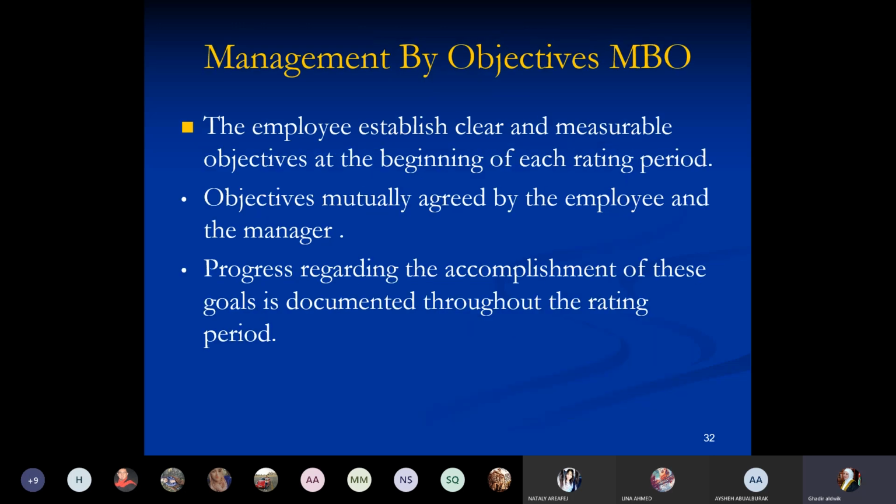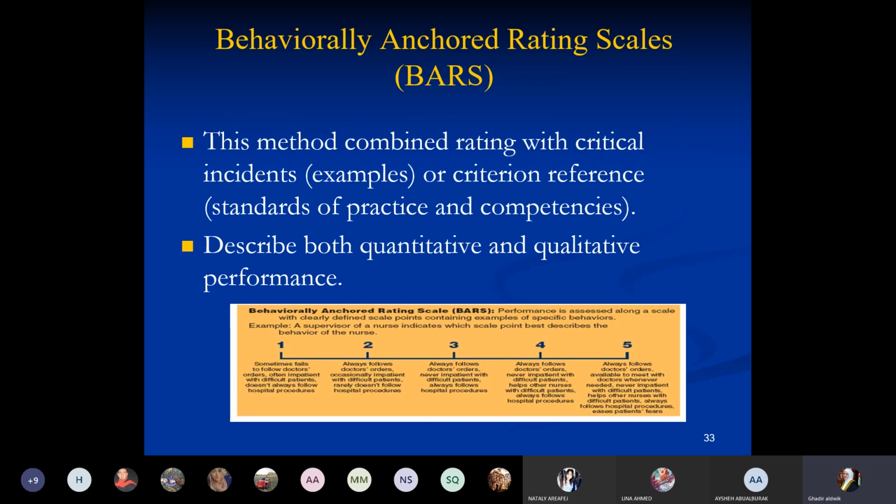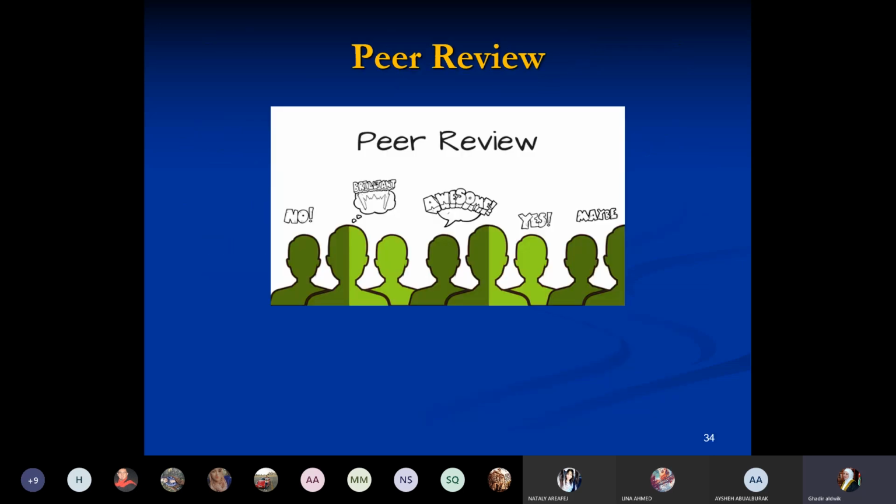Okay, so flexible measure, management by objective, behavioral anchored scale, and peer review. Who can inform me how we can do peer review? What is the meaning of peer review? Those are the peers. For example, this is the nurse, this is the nurse, and those are the peers. Yes. What will I ask the peer to do? Can I answer? Yes, please.